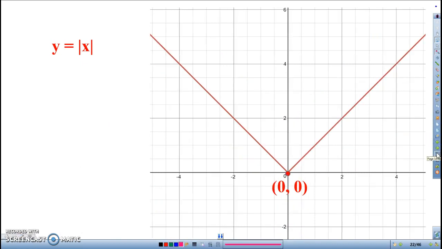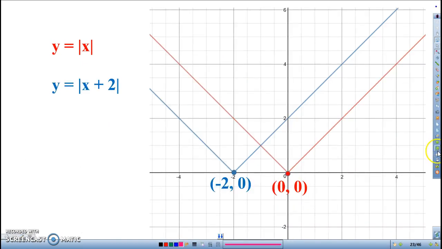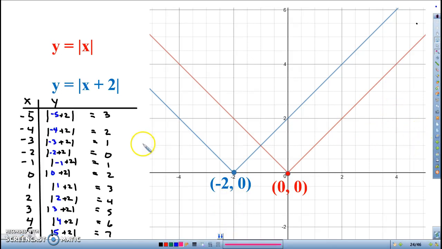Okay. Let's try this one. Note, I've got x plus 2 inside the absolute value bars. Take a look at that. Okay, look at the pattern. Here's my table. I see reflection right here. So this makes our vertex right there.